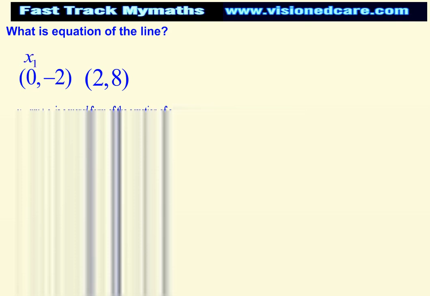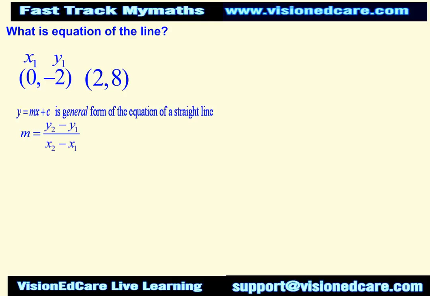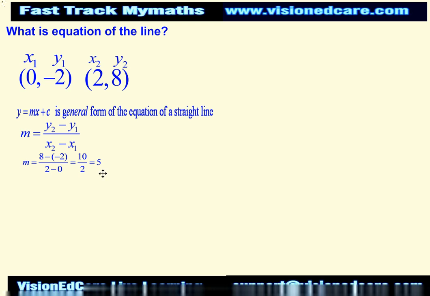Let us label these coordinates as x1 and y1 and x2 and y2, and then we can work out the gradient. So 0 would be x1, -2 would be y1, then x2, and then we have y2. All we have to do is substitute these values into the formula and work out the gradient. In this case, y2 is 8 minus y1, which is -2, and that gives us 10. And then x2 is 2 minus x1, which is 0, so that gives us 10 over 2, so the gradient is 5.